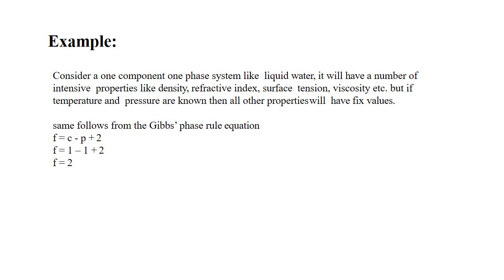Here the system is liquid water. So the phase P is 1, and the value of C is also 1, because the chemical species present in the liquid state is 1. So 1 minus 1 plus 2 is equal to 2. The degree of freedom calculated from the Gibbs phase rule has the value 2. So we can say there are two variables which affect the liquid phase water system.